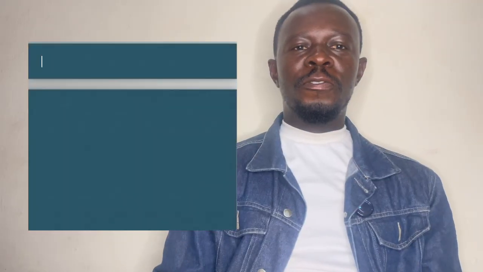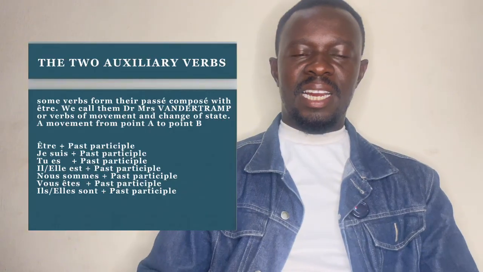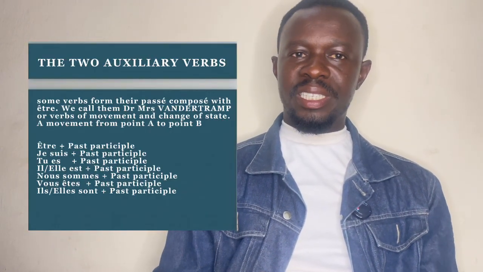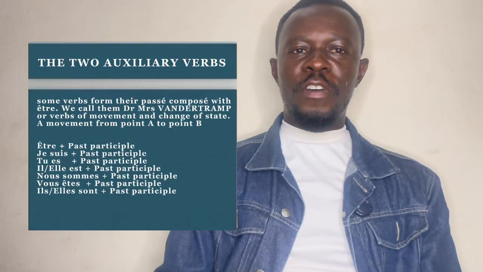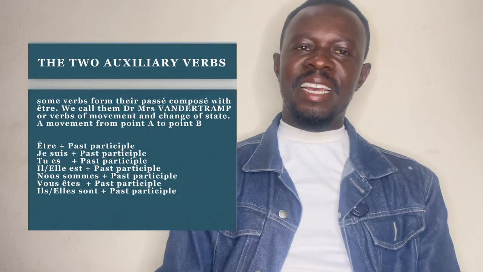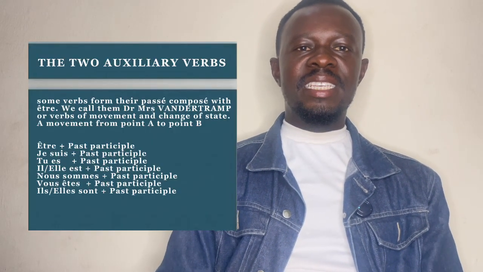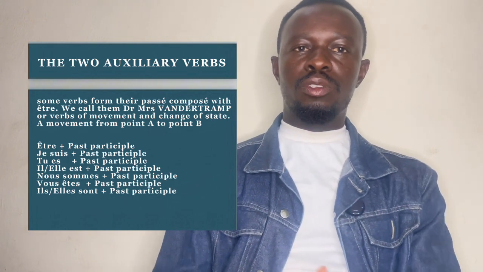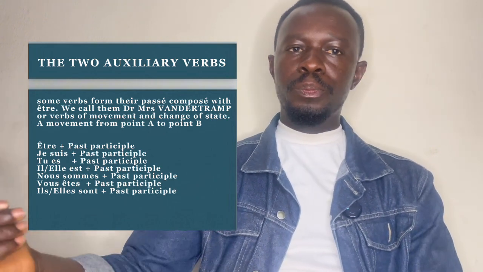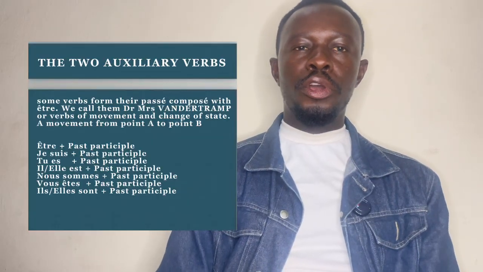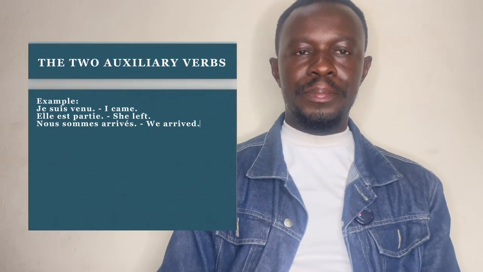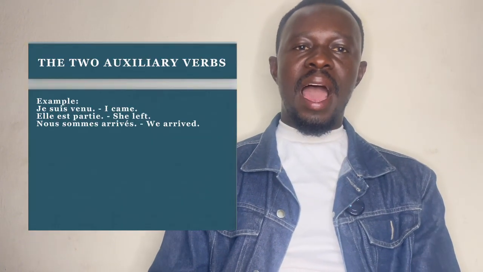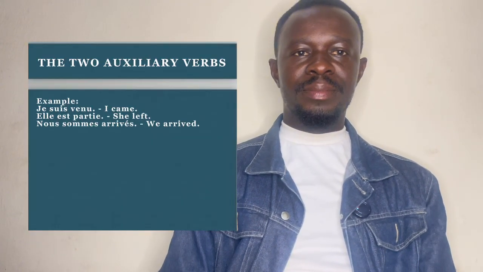And some verbs form their passé composé with être. We call them Dr. Mrs. Vandertramp, they are just 16. Or verbs of movement and change of state. That is a movement from point A to point B. When we talk about to go, to come, there must be a movement. Now, examples: je suis venu, I came. Elle est partie, she left. Nous sommes arrivés, we arrived.